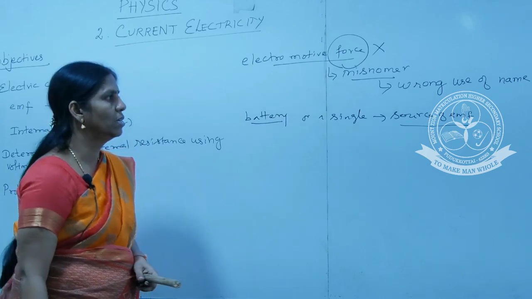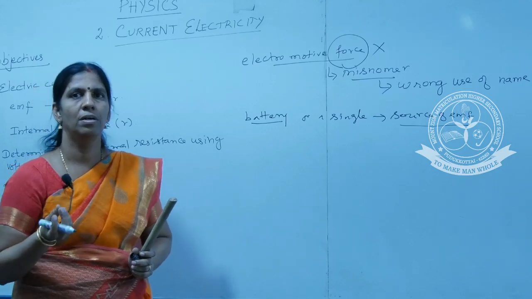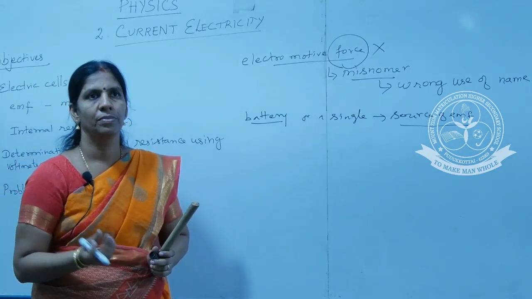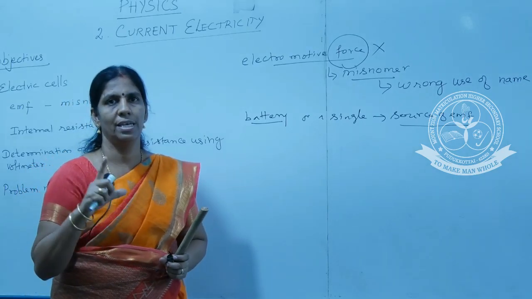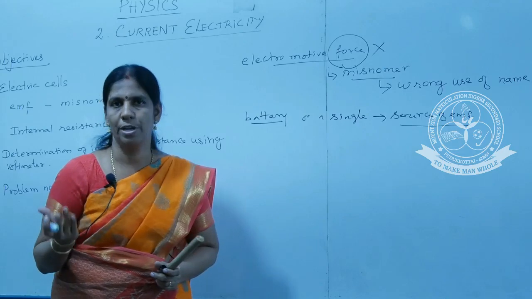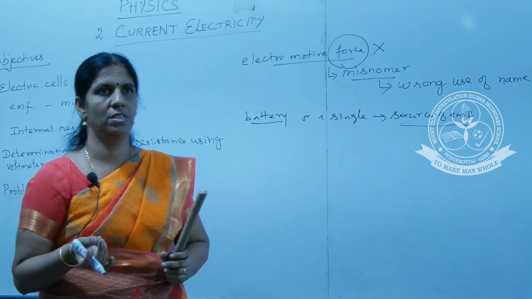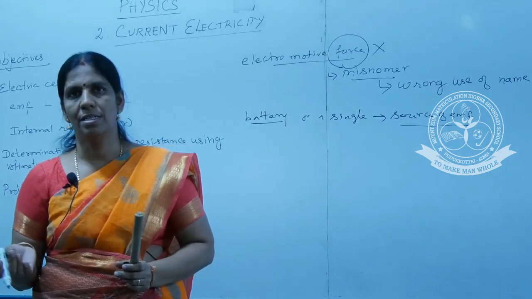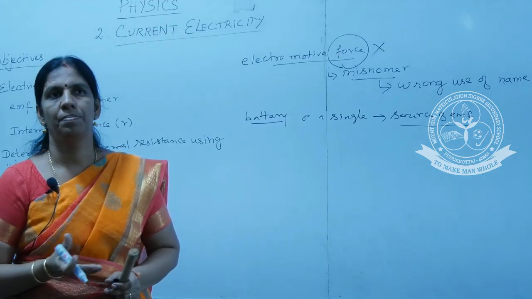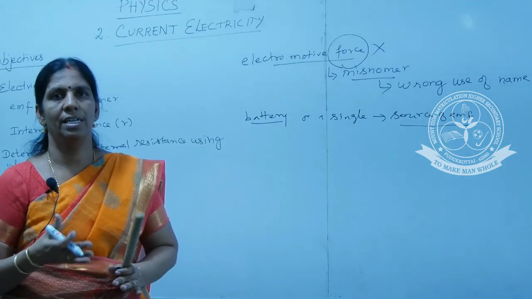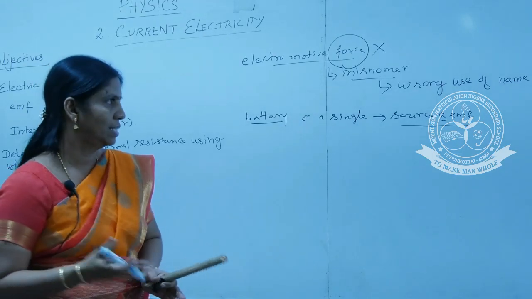We can measure this EMF with the help of a multimeter by taking a battery. You may just try at your home itself, taking a dry cell. You are familiar with the dry cell. There are two terminals, negative terminal and positive terminal. Taking wire leads from the dry cell and connecting them to a multimeter, it directly shows what is the EMF of the battery or a cell.